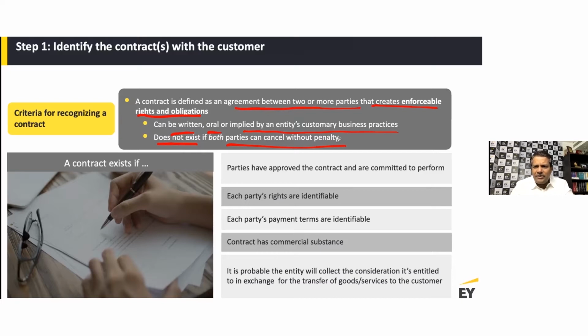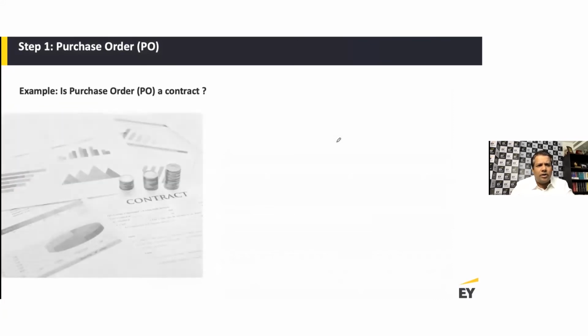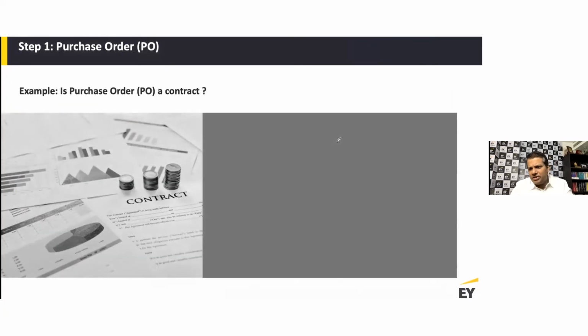So we'll try and understand with the help of some simple examples. Let's look at this purchase order. The question is: is the purchase order a contract? It's a very common instrument of contract in the Indian parlance. What does that mean? If there's a buyer and a seller, and the buyer wants to engage in a contract with the seller, many times the buyer will issue a purchase order to the seller.